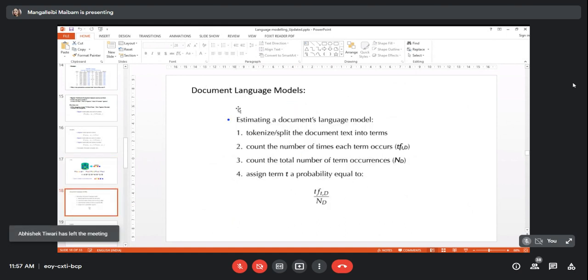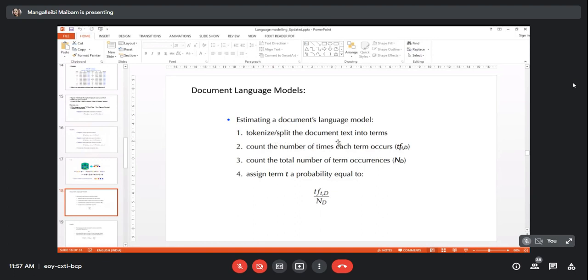Now, document language model. Document language model is also similar, but a little bit different. Here we will be considering the full document. While for the unigram language model we consider just a few collections, in the document language model we will be considering larger documents. So the steps are the same.